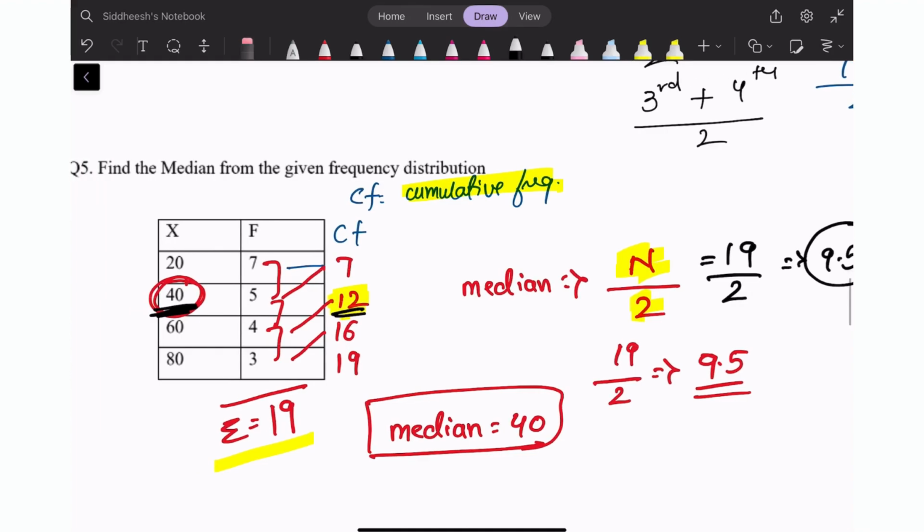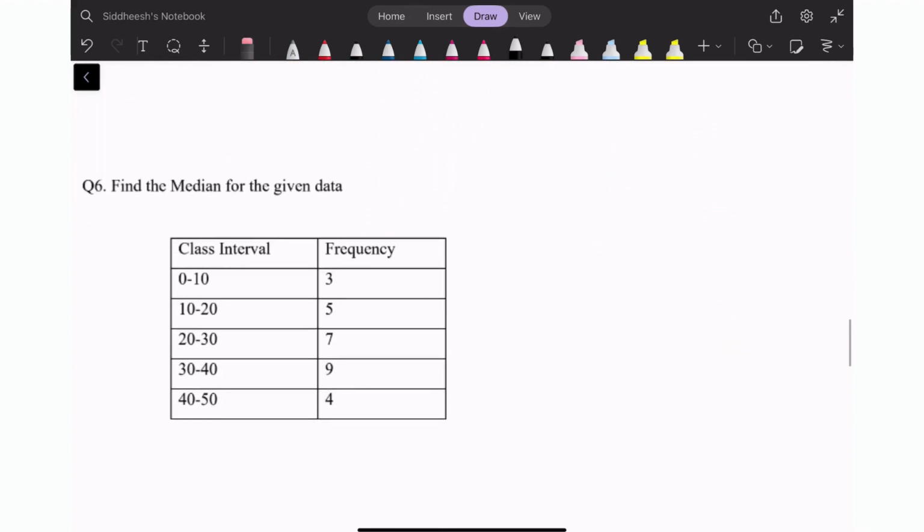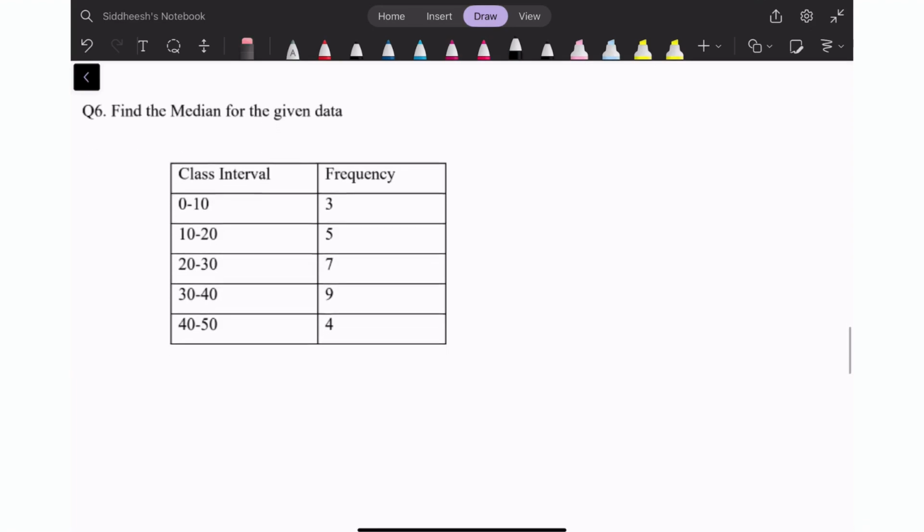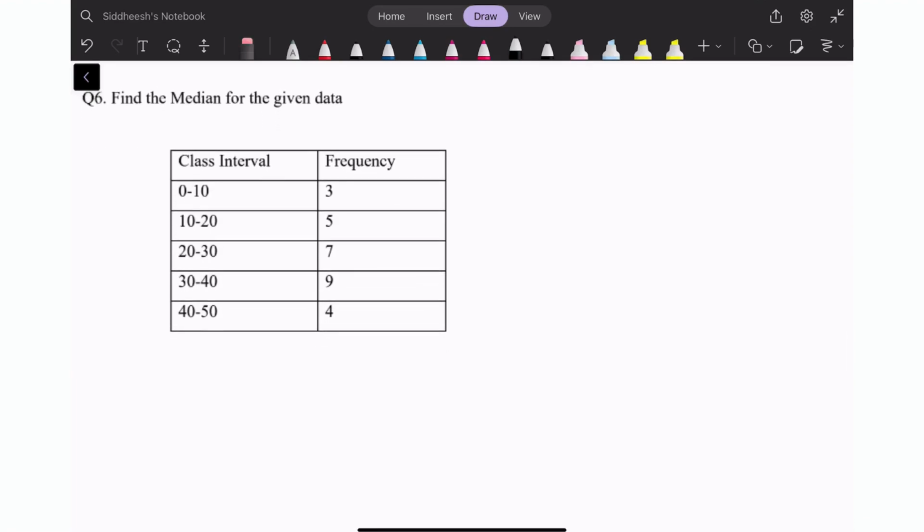Now let's solve one more question, that is with the class interval, same like the mean. So same like before, we are going from basic to advanced. Now the first part, again we need to find out the CF, the first step for every median part. So let's find the CF ones.